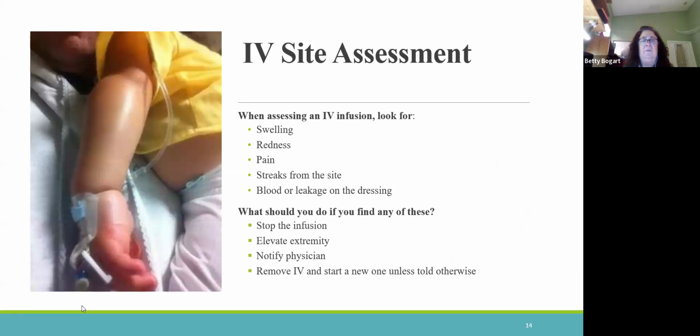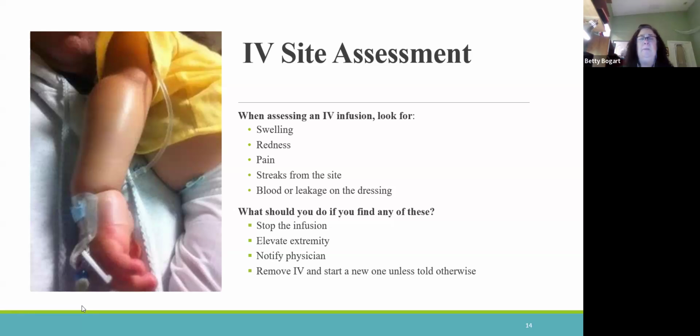IV site. Remember, babies are small. 30 mLs of fluid could be a whole hand blowing up on an infant. So when you see the IV, look for swelling, redness, pain, streaks, blood. What do you do first?